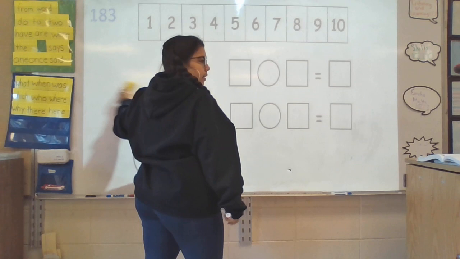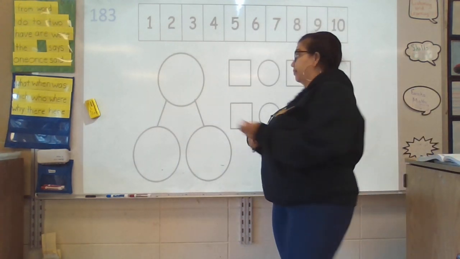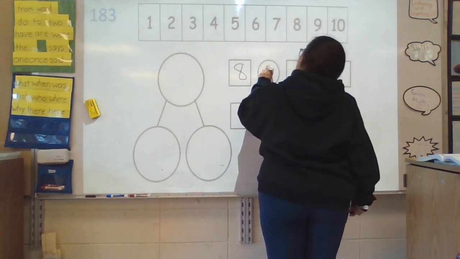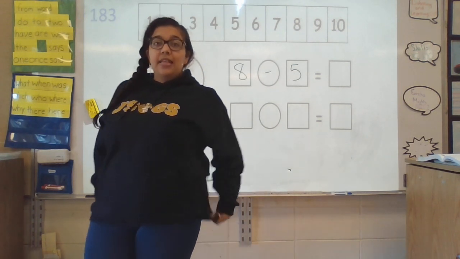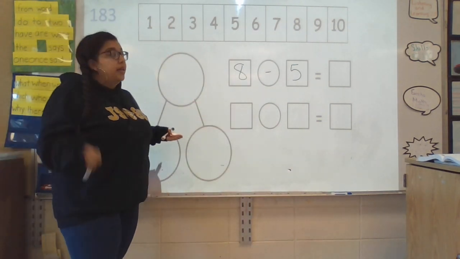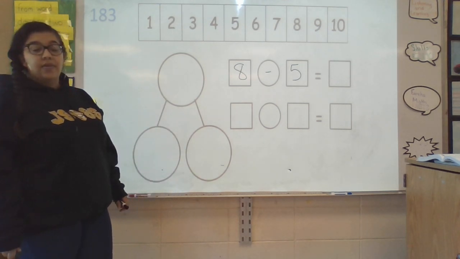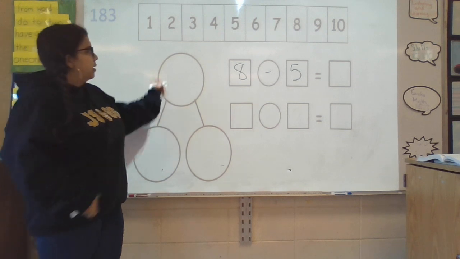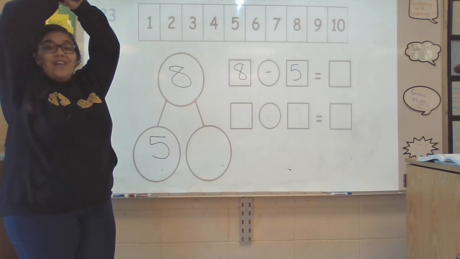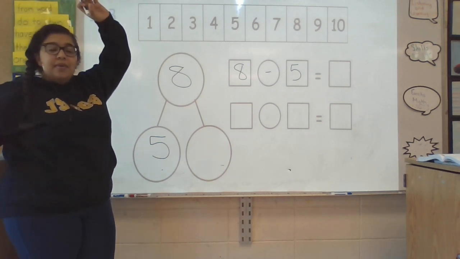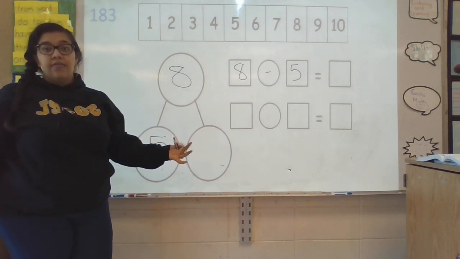Let's try another one. Write this down. We have 8 minus 5 is equal to. Given this number sentence, which spaces of our number bond can we fill out? Again, the whole and a part. We know our whole is 8. One of the parts is 5. We're looking to find the other part.